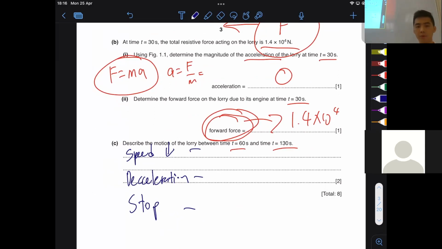If I just write speed increases, you only get 1 mark. It's 2 marks here. You have to mention one more thing, which is it stops. And it stops now.